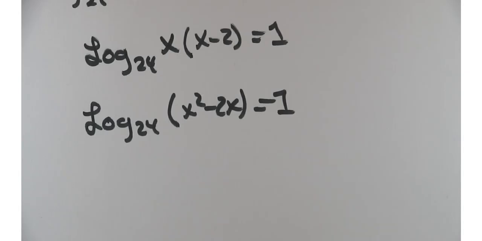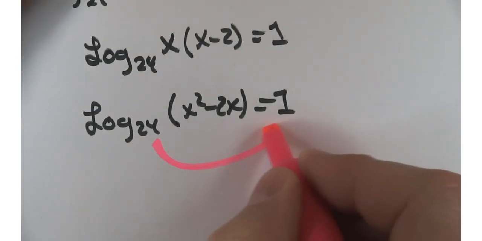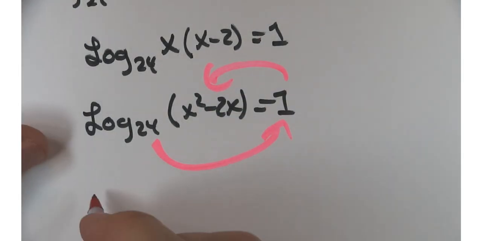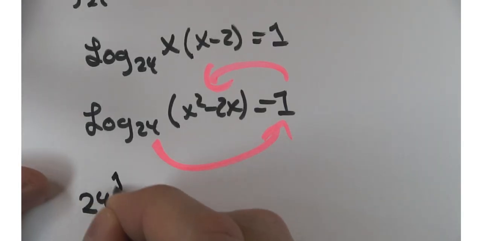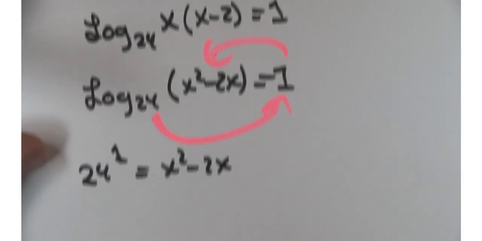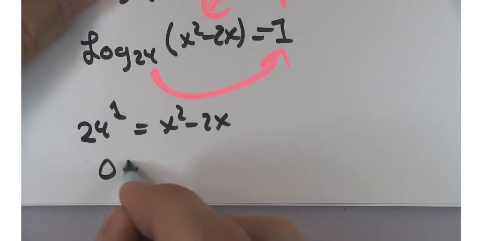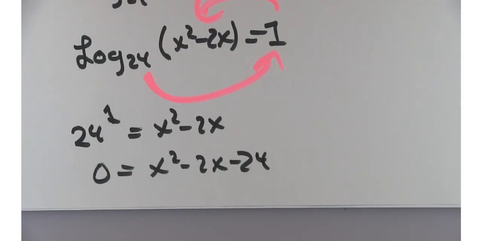Cam, what do you got? What's this going to look like when I rewrite it using exponents? Perfect. 24 to the first power equals x squared minus 2x. If I move the 24 to the right-hand side, I get 0 equals x squared minus 2x minus 24. And again, that's going to factor.